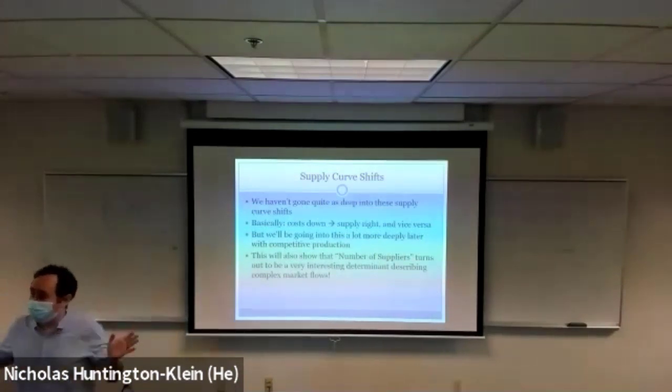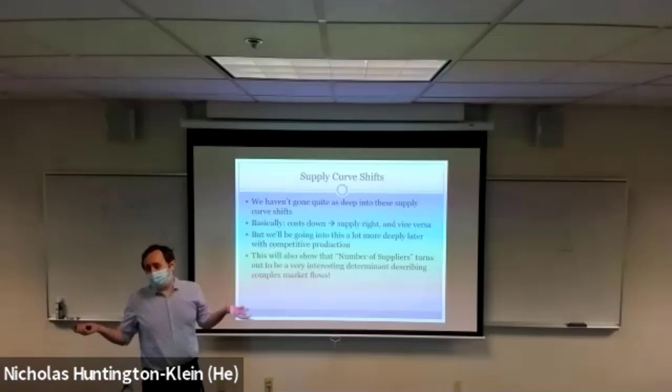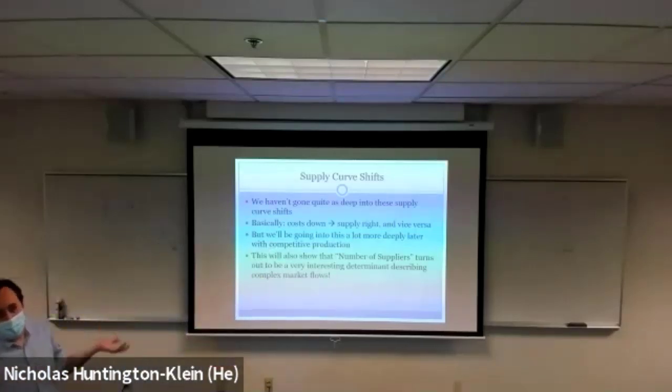Supply shifts didn't take as long to go over as the demand shifts. It's because they're all relatively straightforward. The basic idea is the costs go down, the supply shifts to the right; costs go up, the supply shifts to the left. And then you toss in some stuff about expectations and number of suppliers, which we already covered anyway.